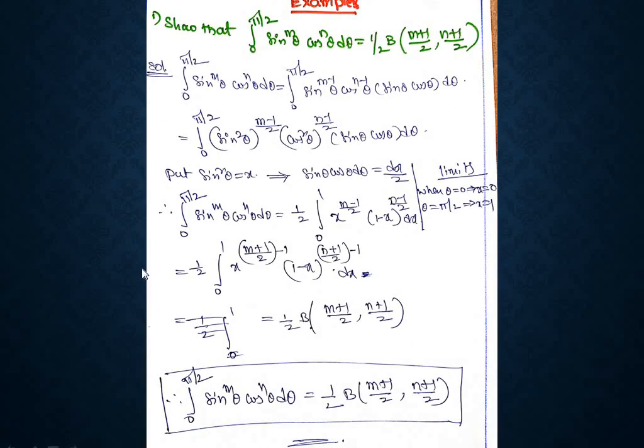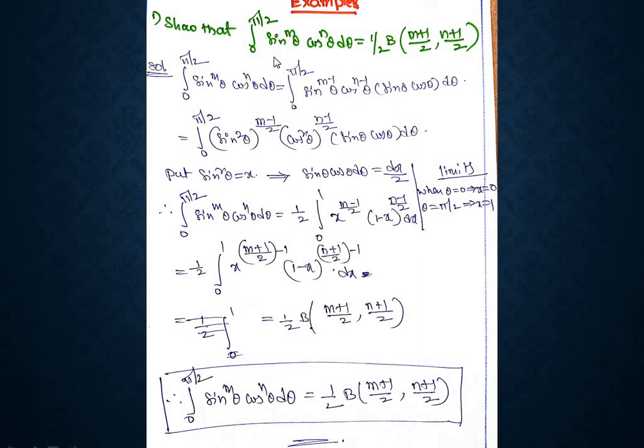Next, now we will see some problems. They ask these in the examination. Show that integral 0 to pi by 2 sine power m theta cos power n theta d theta is equal to 1 by 2 beta of (m plus 1) by 2 comma (n plus 1) by 2. So this is very easy to prove.